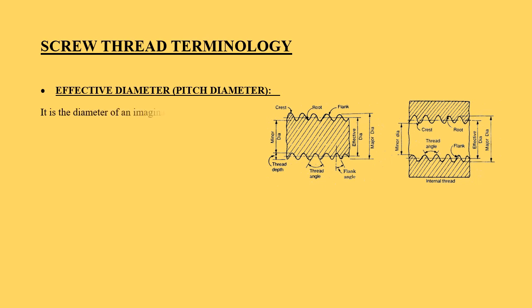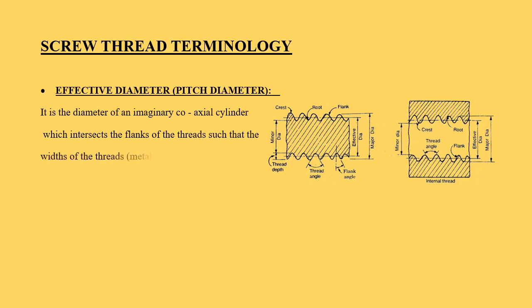The effective diameter or pitch diameter is the diameter of an imaginary coaxial cylinder which intersects the flanks of the thread such that the width of the threads and the width of the spaces between the threads are equal, each being half the pitch.